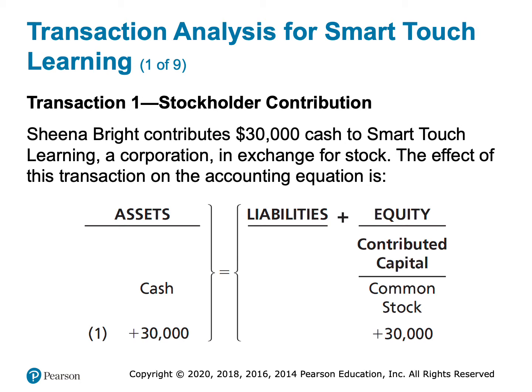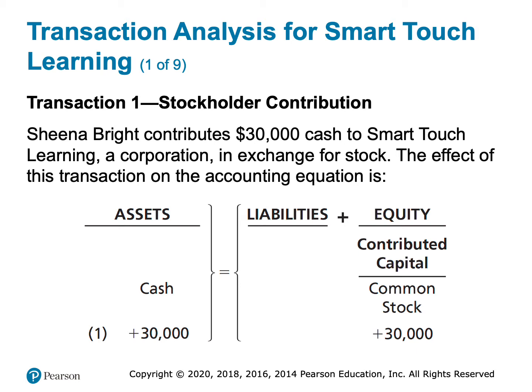Now, if the left side of the equation increased by $30,000, then in order for the equation to balance, the right side of the equation also has to increase by $30,000, right? So we know that common stock has to go up. It has to increase by $30,000. Now, you may be sitting there thinking, well, that doesn't make sense. We gave her stock. How does that make stock go up?